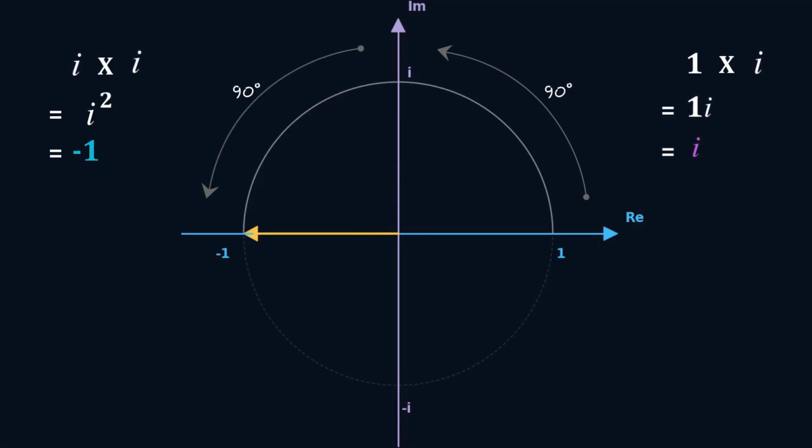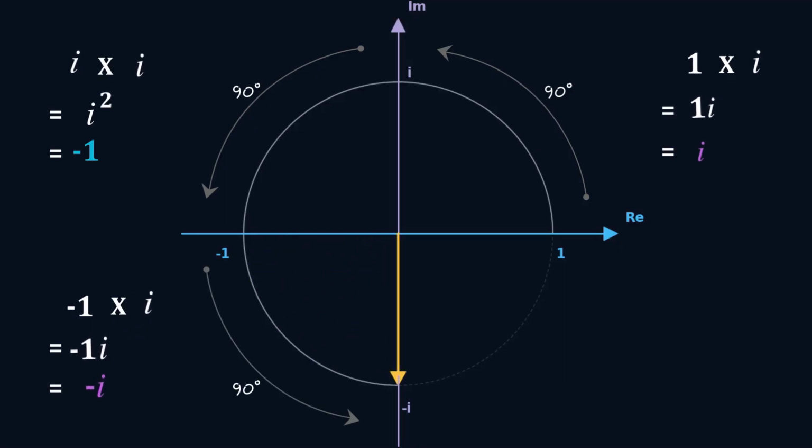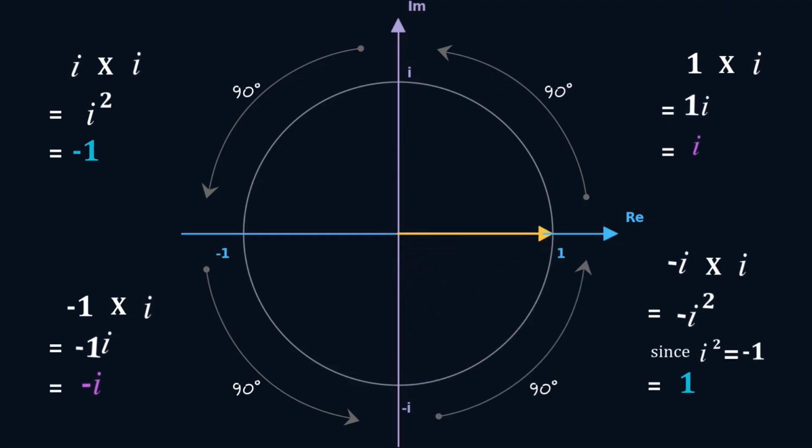Next, multiply negative 1 by i. We get negative i. Finally, multiply negative i by i. We get negative i squared. Since i squared is negative 1, this becomes 1. And after 4 steps, it returns to where it started.